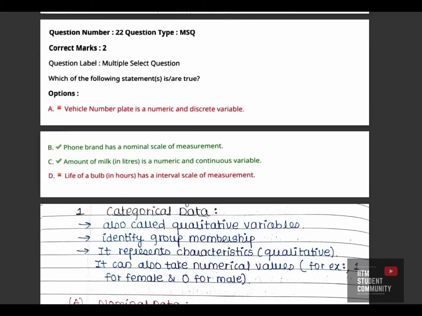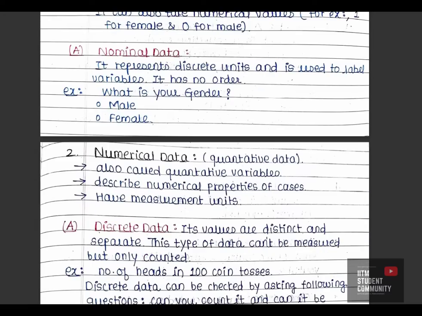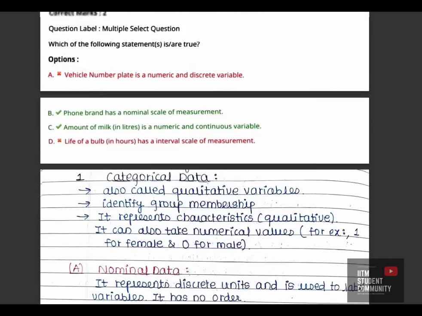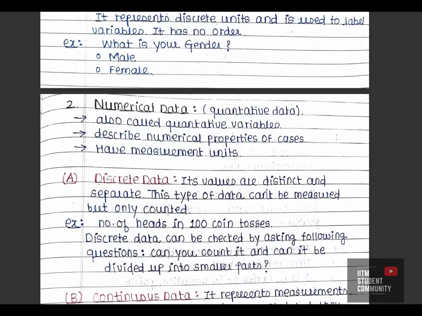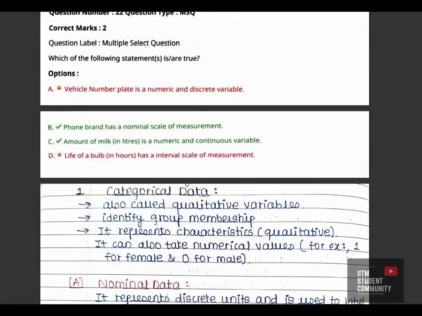Which of the following statements is or are true? Now option A, vehicle number plate is a numeric and discrete variable. We'll see what is numeric data. A numeric variable is basically a quantitative variable and it describes numerical properties of cases. And next they have mentioned that it is a discrete one. Discrete data is basically its values are distinct and separate. Now vehicle number plate consists of alphabets too, so it is not numeric and it is not discrete too.